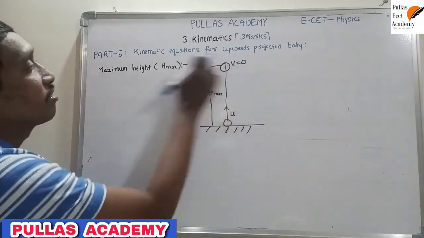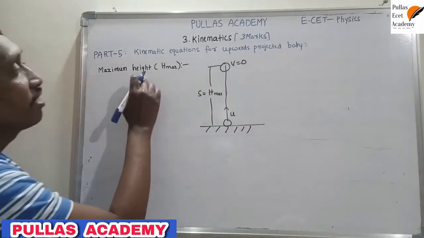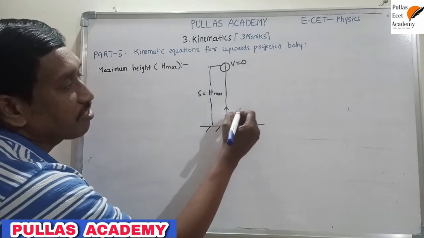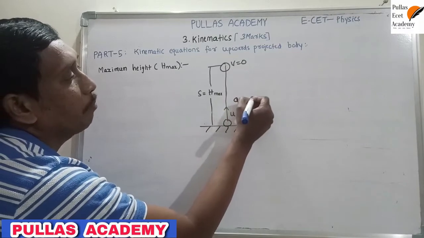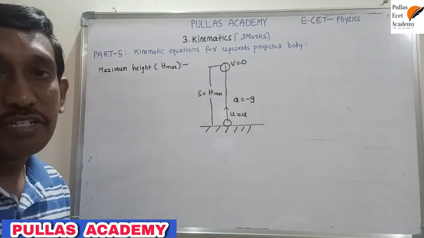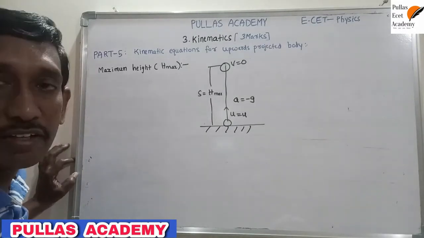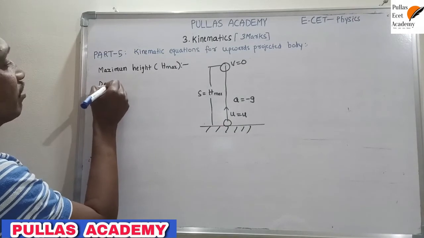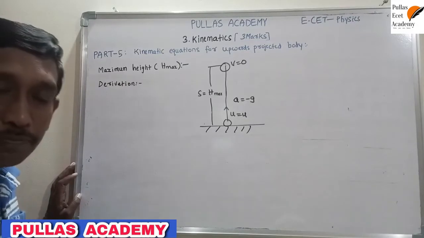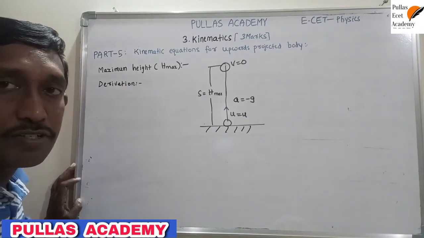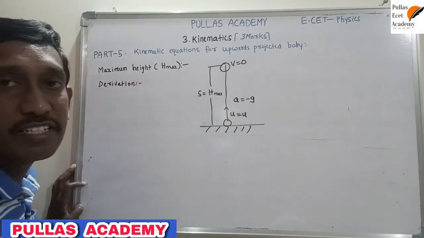Now we are going to derive the expression for maximum height. For an upwards projected body, the initial velocity is u, the final velocity is 0, a is equal to minus g, and the displacement is H max. Substitute all these values in the third kinematic equation and you get the expression. So at a certain height the velocity of the upwards projected body is 0. That certain height is called maximum height.